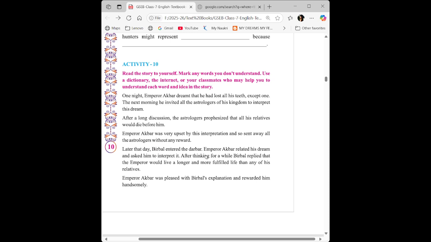So see, Birbal thought about the dream and he told Akbar the same thing that the astrologers said, but he told it in a different way. Okay, he told Akbar that he is going to live a longer and more fulfilled life than any of his relatives, and this made Akbar really happy. So this is why Akbar gave Birbal a reward. Okay, so here he rewarded him handsomely. Handsome is a word used for your salary, for a gift. Normally it refers to money.